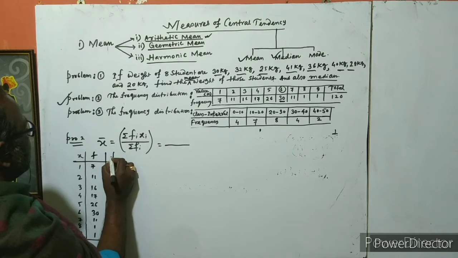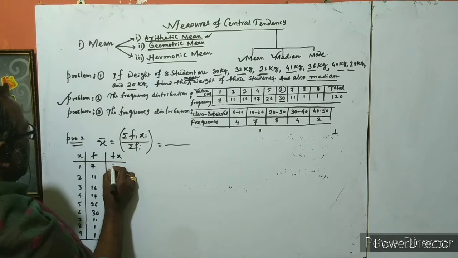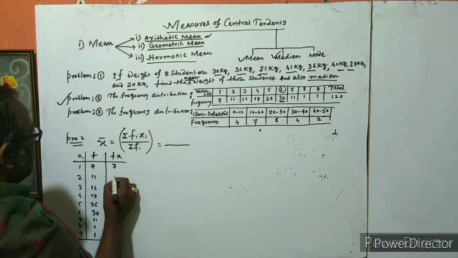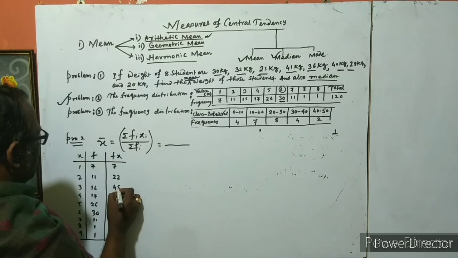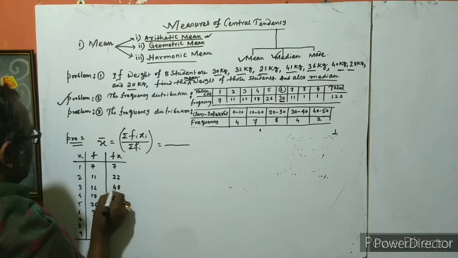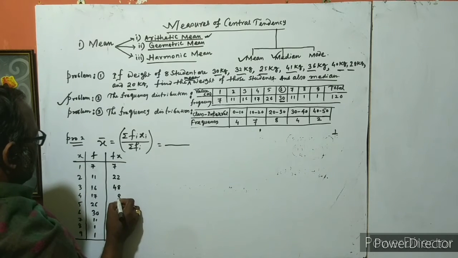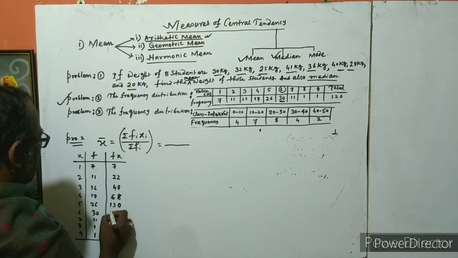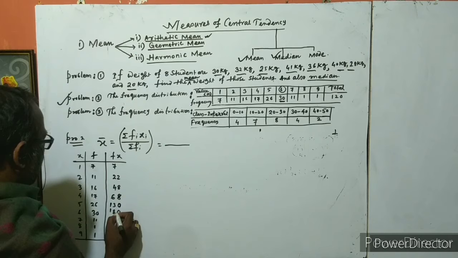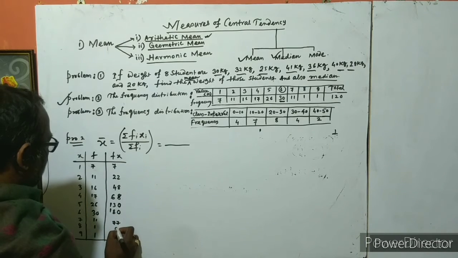This is find fx. That is 7, 1 is 7, 2, 11 is 22, and 48, 68. This is here 3, 0, and 30, 80, 77, 8, and 9.